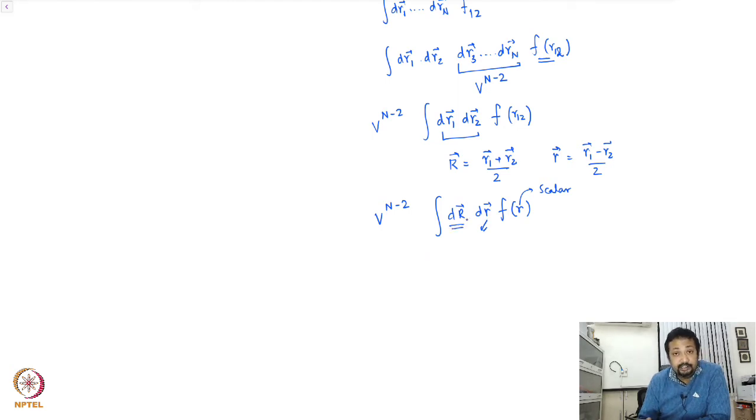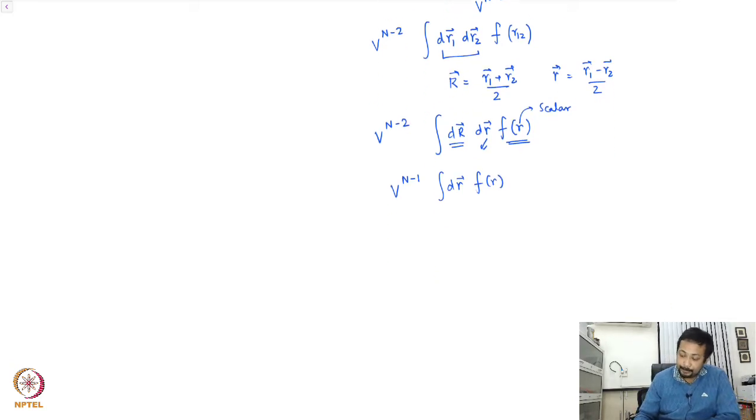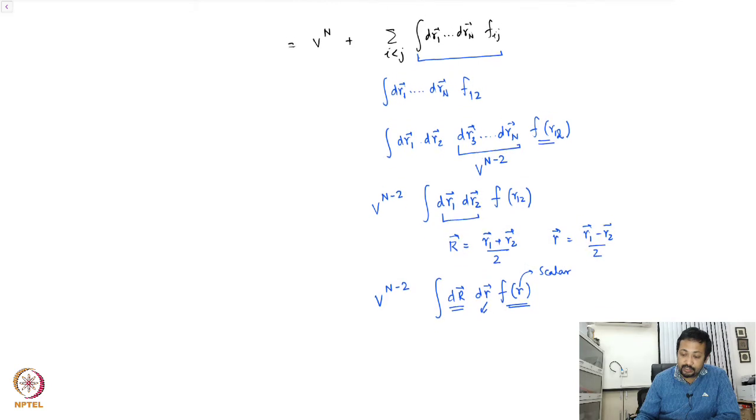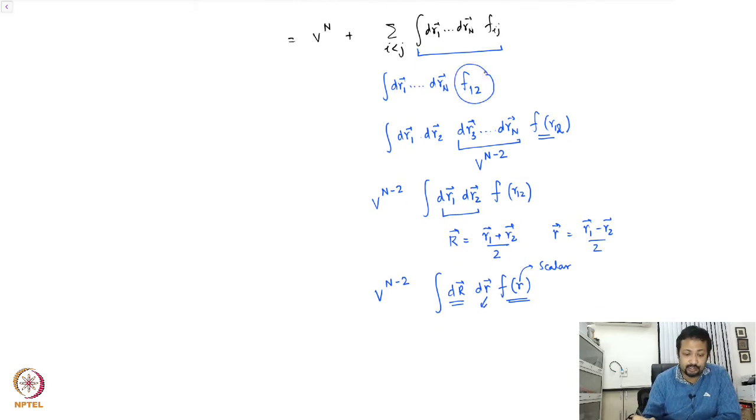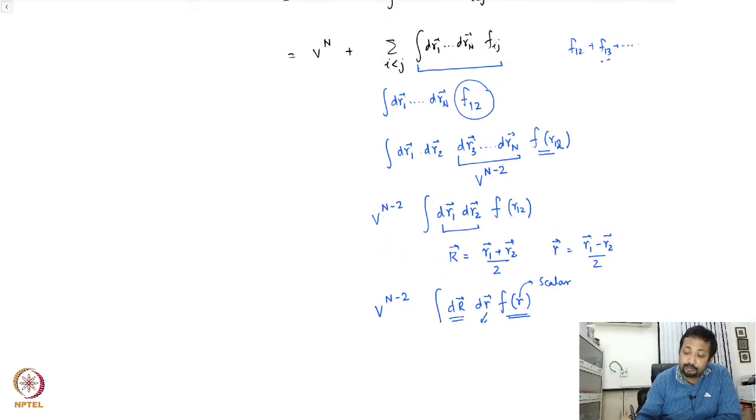This part I can easily integrate because the integrand does not depend on the center of mass coordinates. So this center of mass coordinate is also allowed to have the whole of the volume, and so you take out another factor of volume and this becomes V to the power n minus 1 times the integral dr f of r. Correct? Now this we did with one such term. So if I open up this sum, I will have f12 plus f13 and so on and so forth. I could have chosen f13 here.